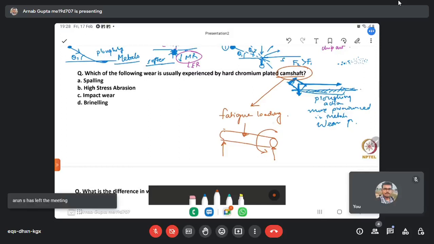So this is a fatigue loading condition. So in that case, which type of wear do you generally expect here?